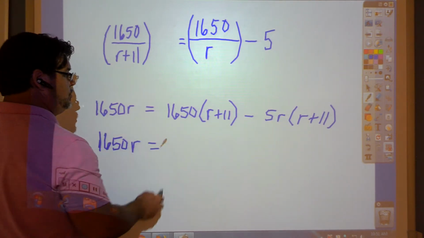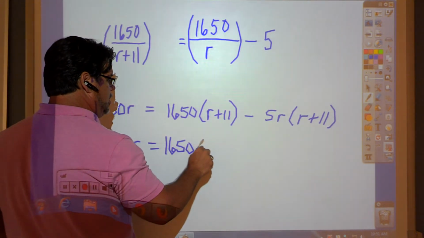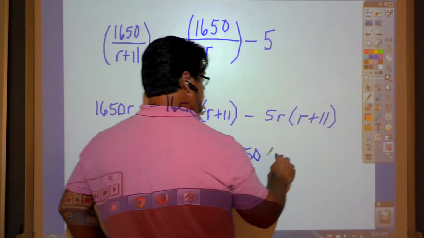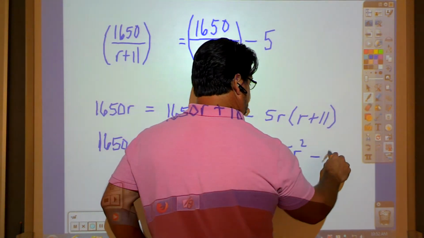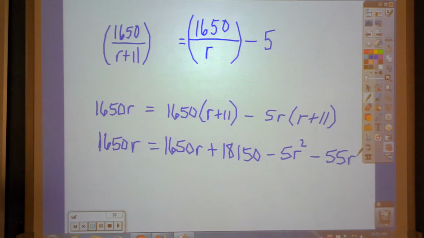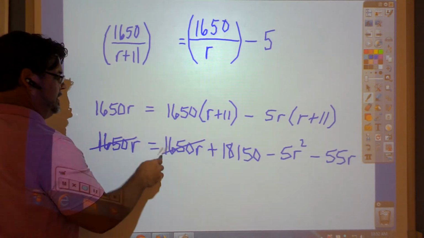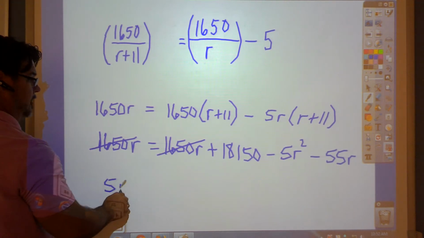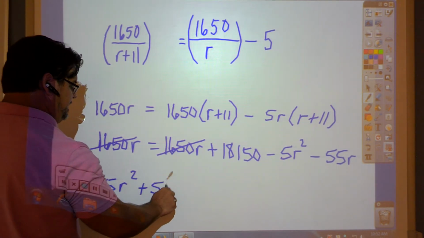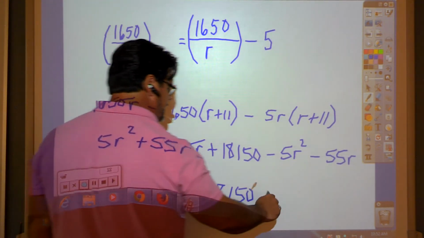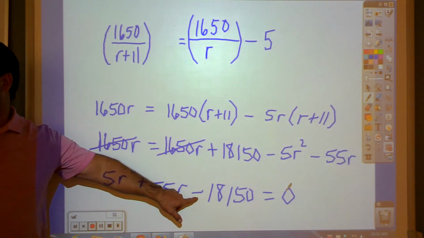1650R is equal to 1650R plus that 18,000 what? 150. Minus 5R squared minus 55R. Now you see how it's coming out? It's coming out the same. The problem is the sign is going to work because these two go out. You bring all of that over here and it becomes 5R squared plus 55R minus 18,150, and that is what we were looking for.